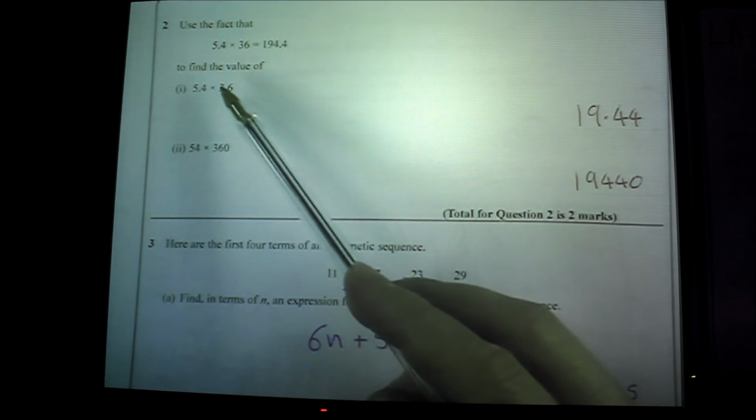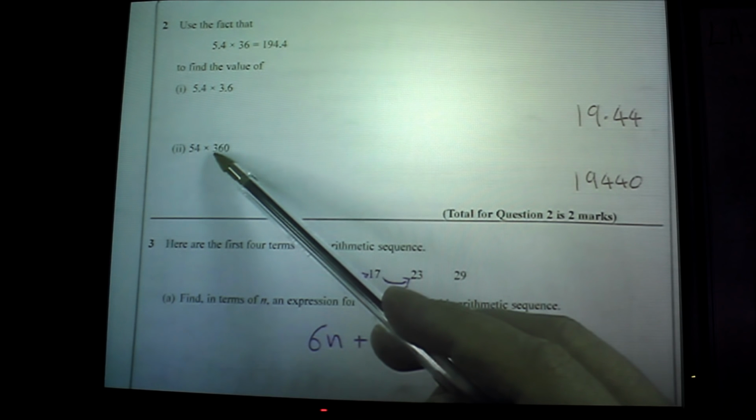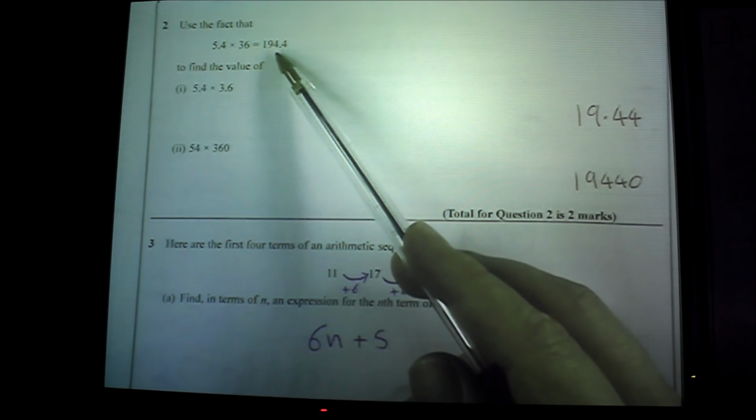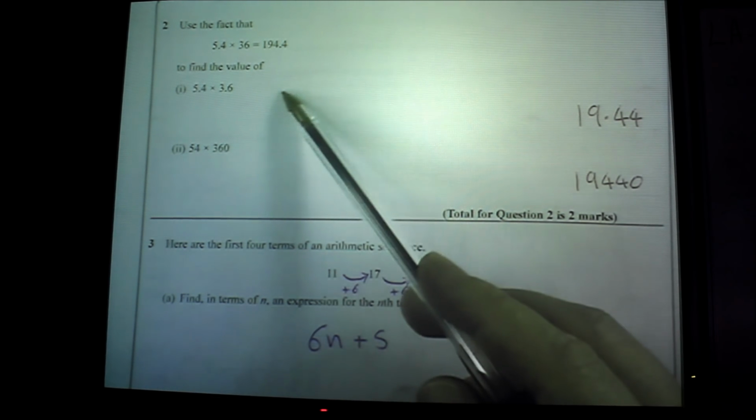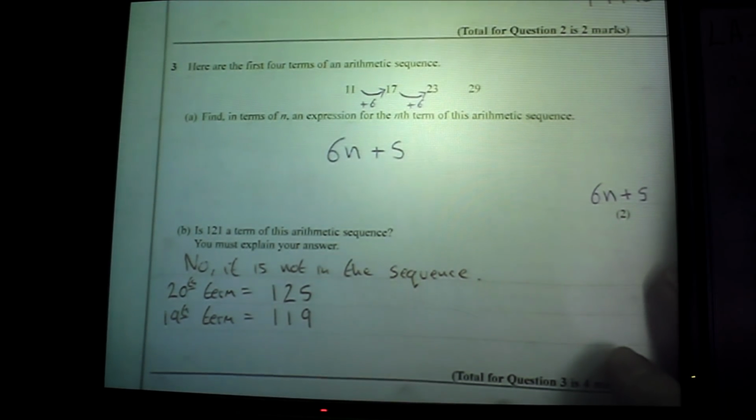The next one, the 54 has got 10 times bigger, and the 36 has got 10 times bigger. So the answer is going to get 100 times bigger because you move the decimal point twice. So that's why it is 19,444. Next one is sequences.